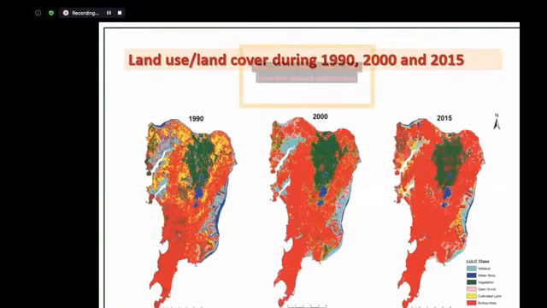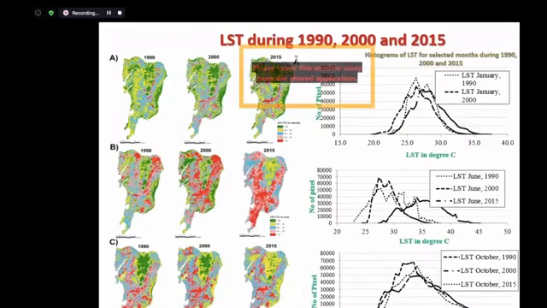This is the land use land cover map of Mumbai city for three time periods, and this is the land surface temperature map of Mumbai city for three time periods, 1990, 2000, and 2015, and three different seasons: January, June, and October. What are the conditions of land surface temperature in different seasons in our city? You can see, obviously, in June, which is summertime in India, the land surface temperature is very high compared to other seasons.